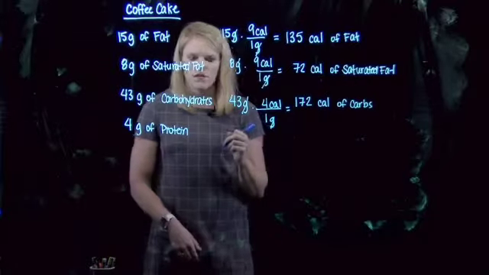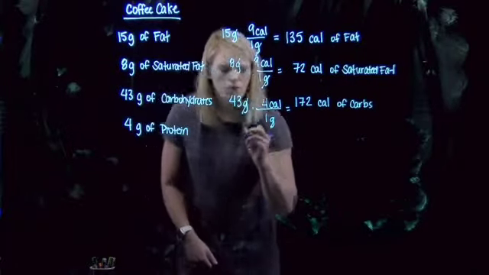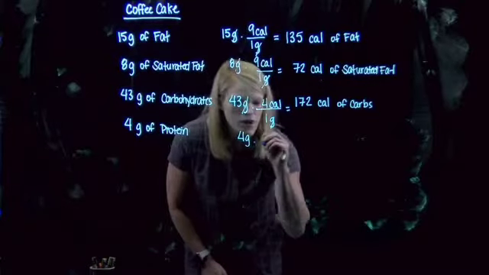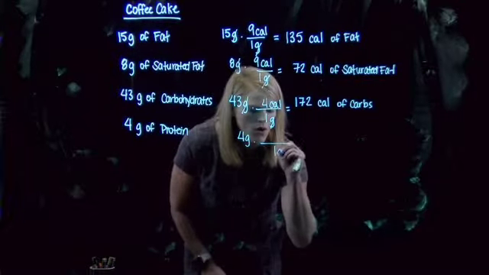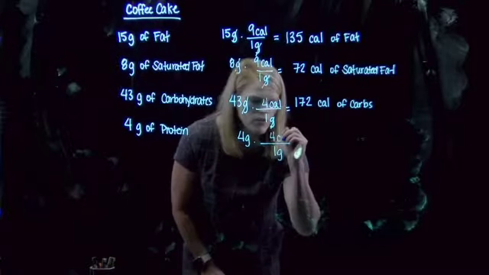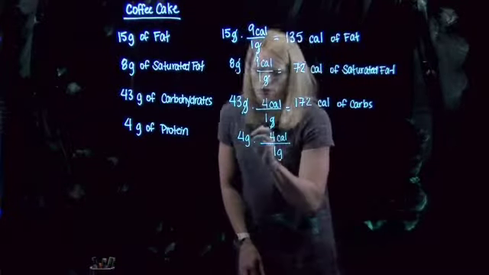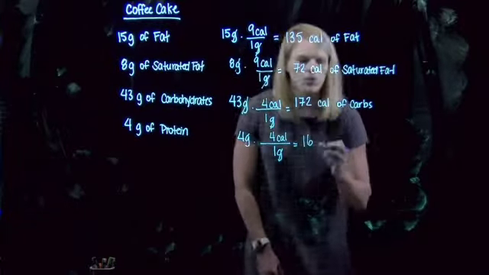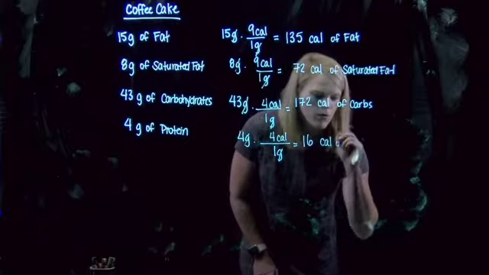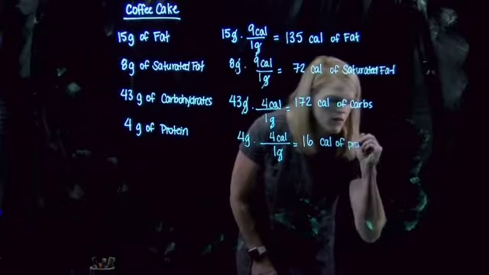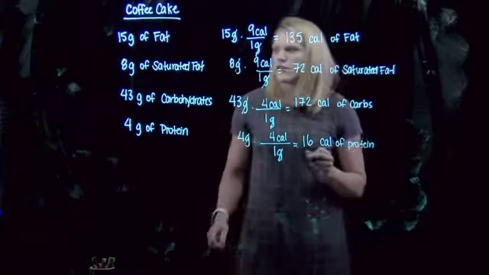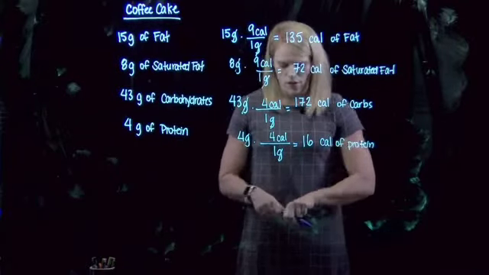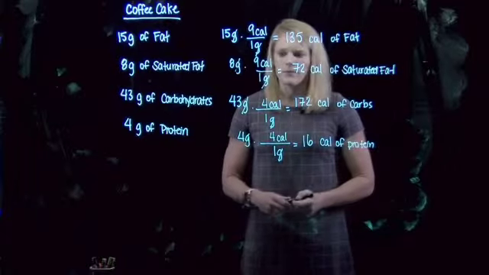Finally, we're going to repeat the same process with proteins. So we have only 4 grams of protein in this piece of coffee cake. For every gram of protein, we have 4 calories, just like carbohydrates. So we're going to do our 4 grams times our 4 calories, and that is going to give us 16 total calories of protein in this coffee cake. So that is how we converted our grams from our nutrition label into the calories that we will need to compare to her total AMDR.